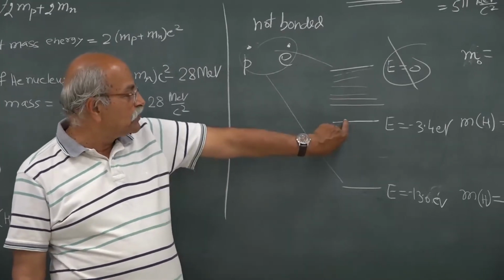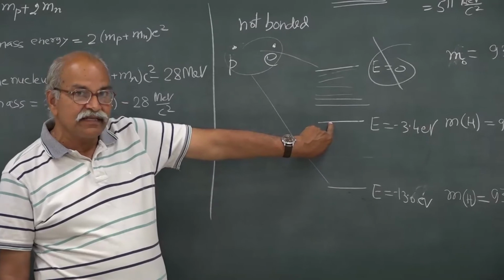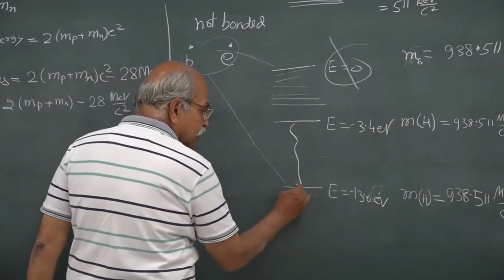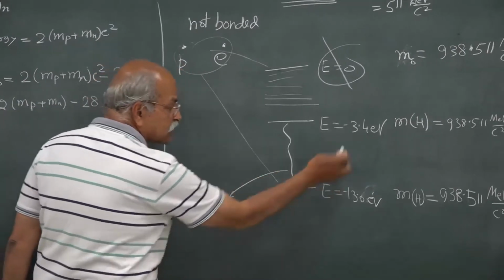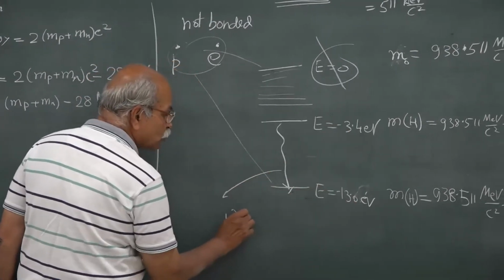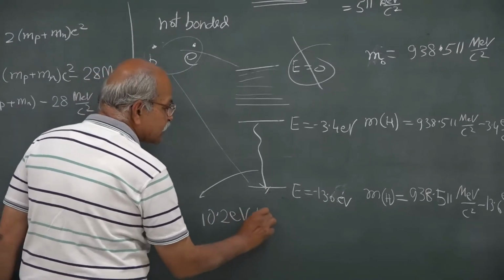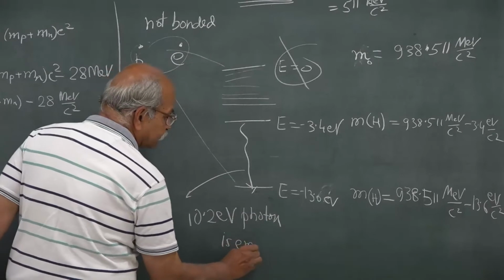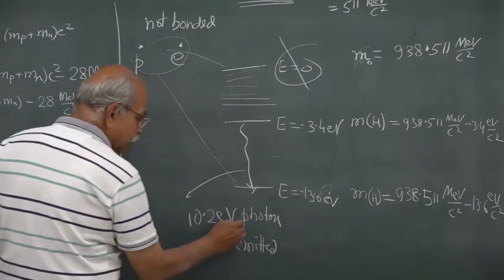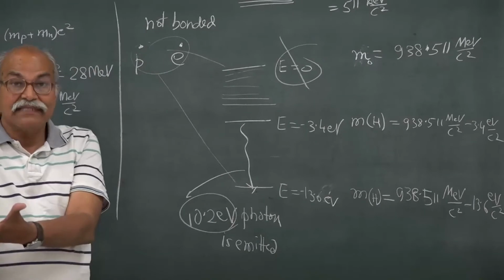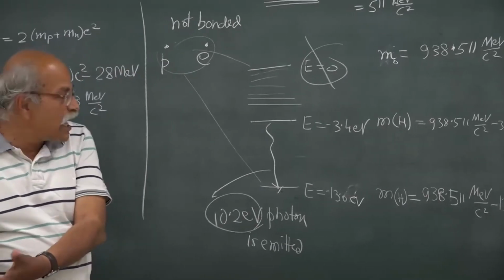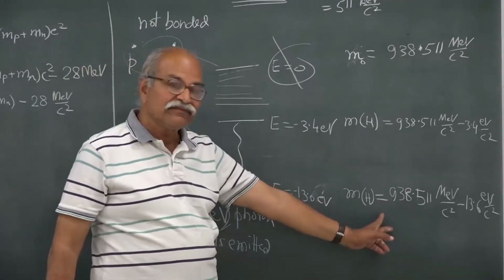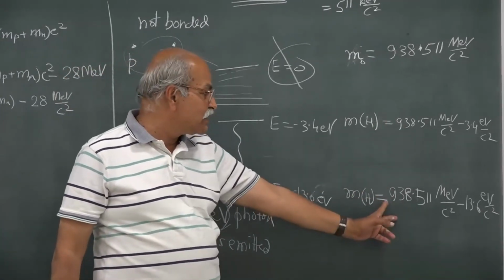If you put the hydrogen atom in the first excited state, it de-excites, and a photon of 10.2 eV, this minus this, is emitted. We will talk of photons later. This much energy is emitted as light. So, what is happening? If you see from here to here, the rest mass is decreasing.